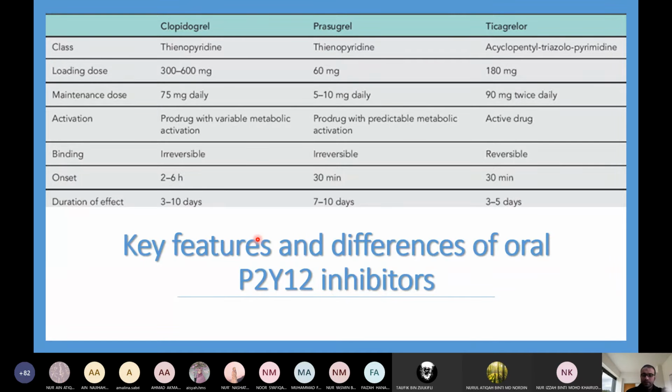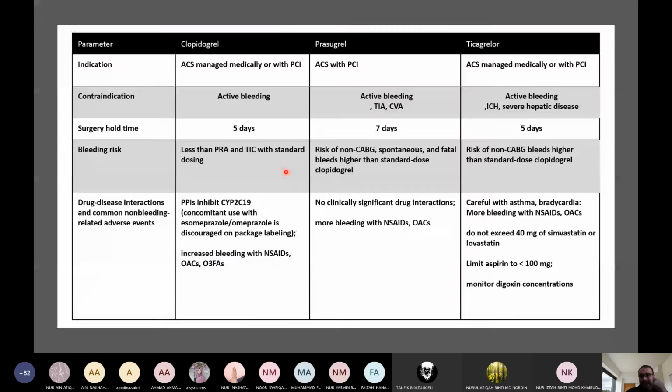Usually there are some differences between them in terms of pharmacological properties, duration of effect, the onset, the loading dose and maintenance dose for each one, and whether it is a prodrug, like clopidogrel or prasugrel, or an active drug like ticagrelor. These are general differences that are important to understand, of course, the starting dose and the maintenance dose for each one and the duration of the effects.